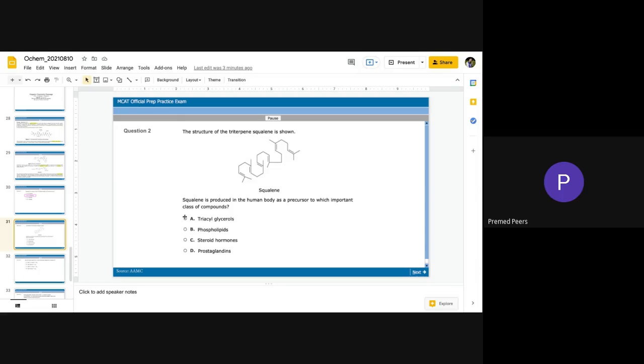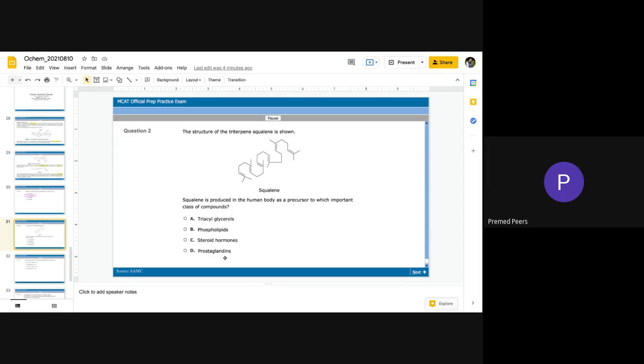But even if you don't know what squalene is, just look at the structure. In terms of the naming, answer A says it is a triacylglycerol, and we don't see any oxygen right here, so that means it's not going to be that. And there's not even a triacyl, which is 3 individual acyl groups right there. So A is out. Phospholipid: we don't even see one single phosphorus right here. So it wouldn't be a phospholipid.